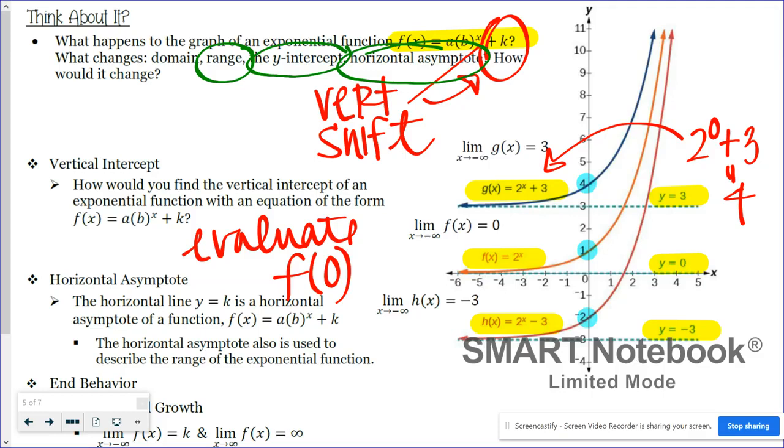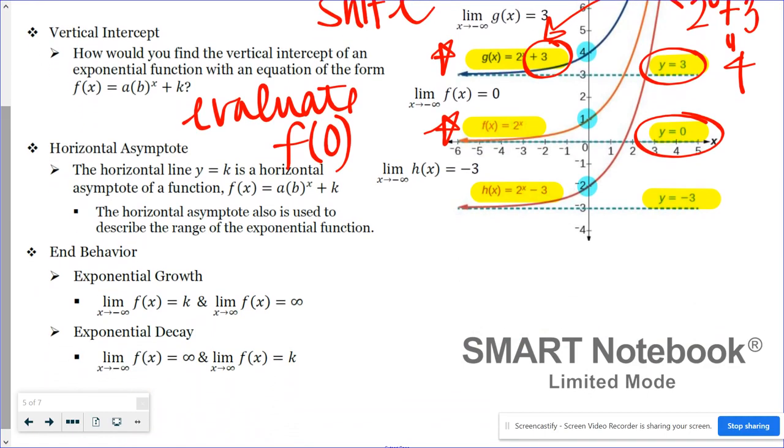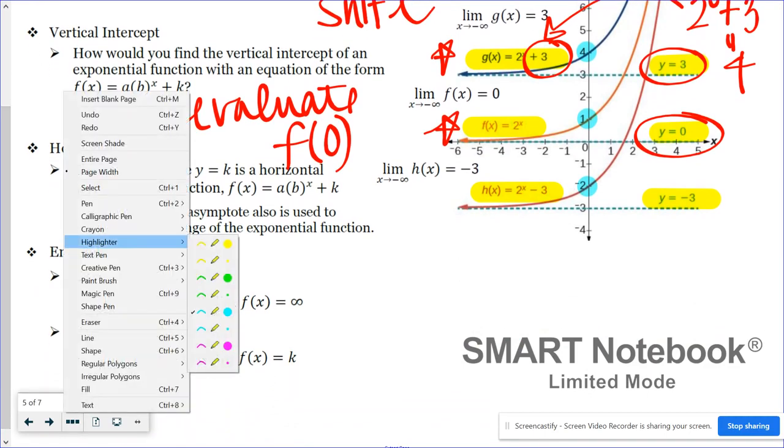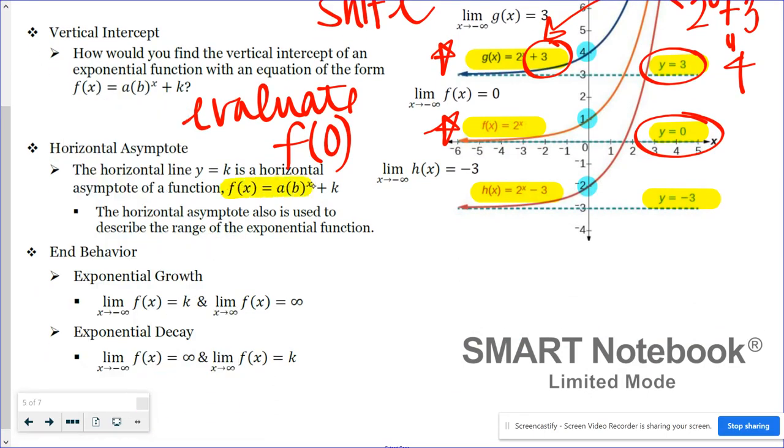When it comes to the horizontal asymptote, our parent function had a horizontal asymptote of y equals 0. The function g of x had a horizontal asymptote of y equals 3. This is equal to the vertical shift value. So if you have an exponential function with a vertical shift, the line y equals k is going to be your horizontal asymptote.